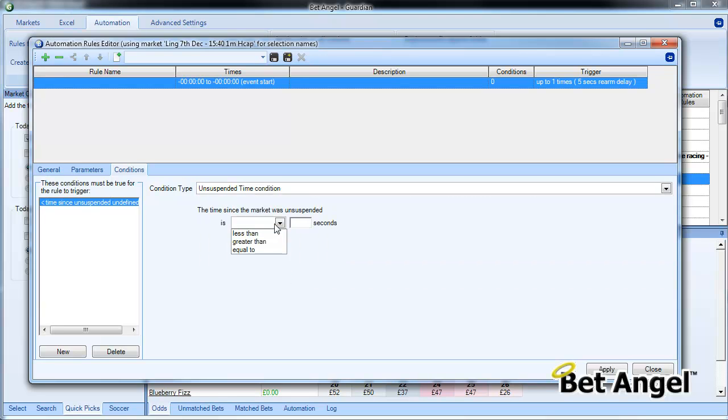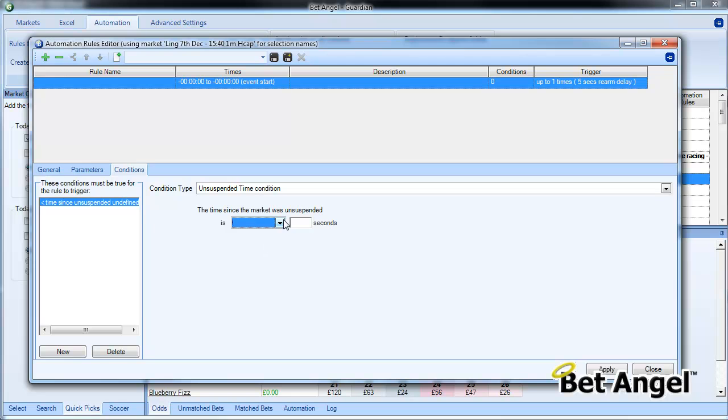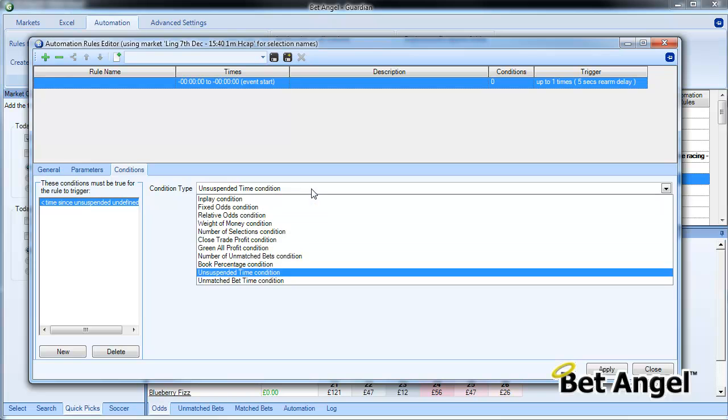How long was it since the market was suspended? So, for example, if there's a goal or a critical event occurs within a match, if there's a critical event that's occurred in the match, when did that occur? Because I don't want to place a bet for a certain period either side of that.